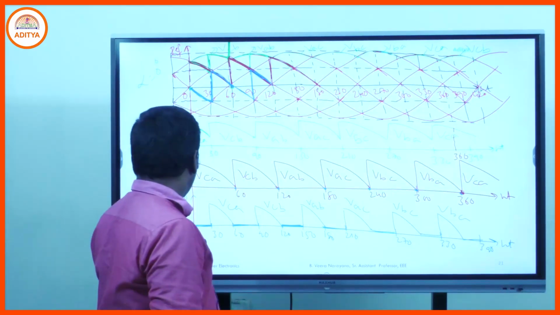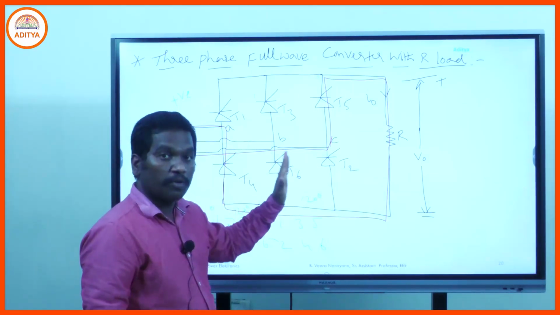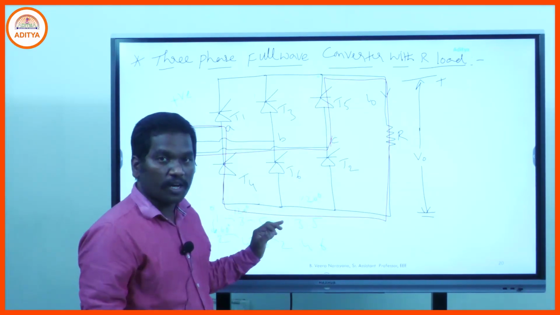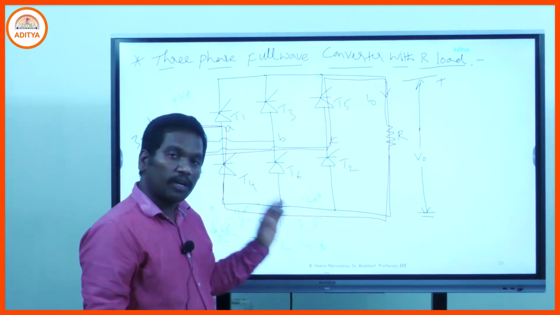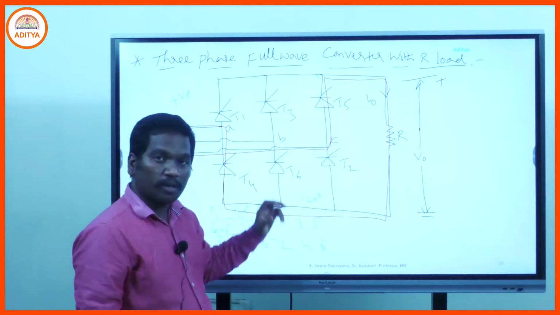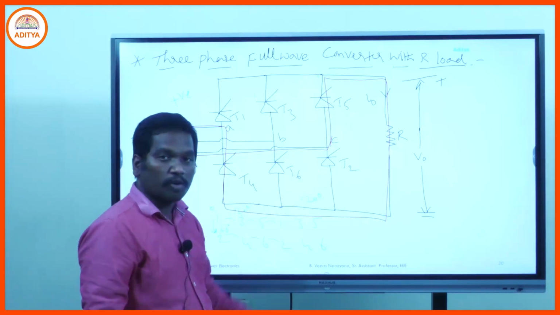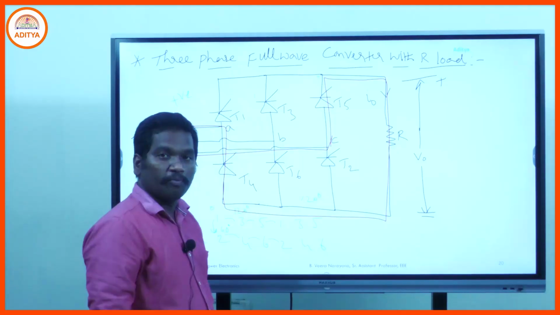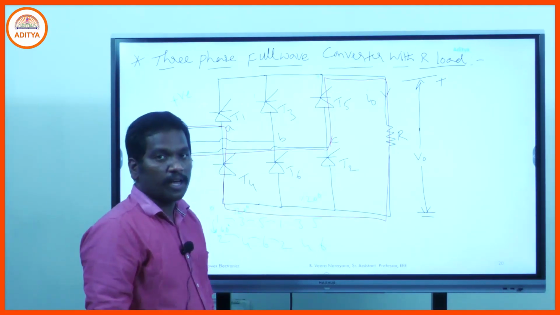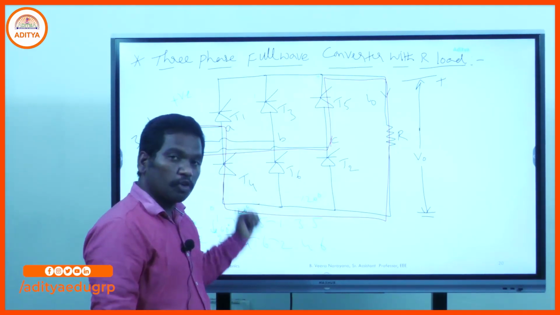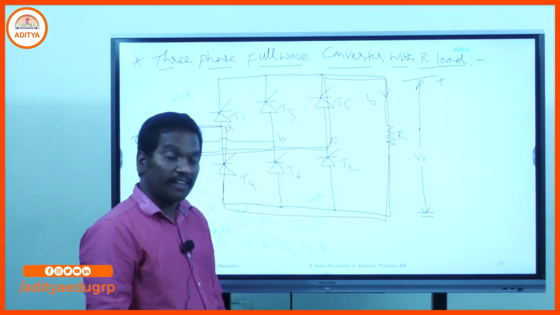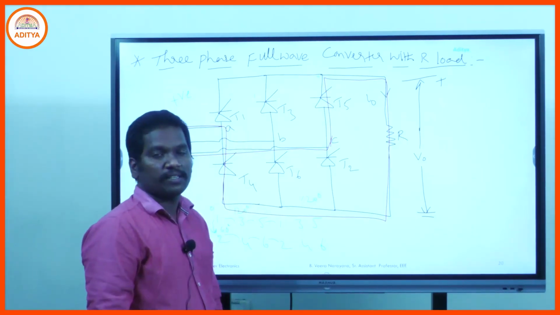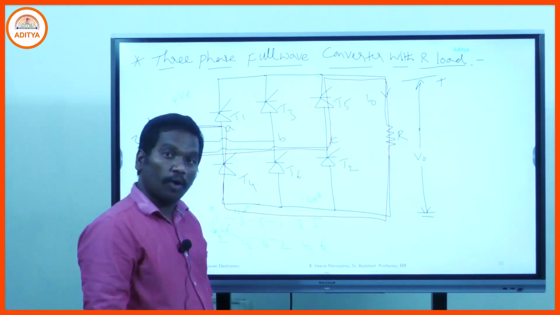Here is the circuit diagram of the three-phase full-wave controlled converter with R load. It consists of 6 SCRs numbered T1 to T6. T1, T3, T5 are called the positive group SCRs, and T4, T6, T2 are called the negative group SCRs. The phase difference between two consecutive positive group SCRs is 120 degrees, and between two consecutive negative group SCRs is also 120 degrees. The phase difference between a positive group SCR and a negative group SCR is 60 degrees, and each SCR conducts for 120 degrees.